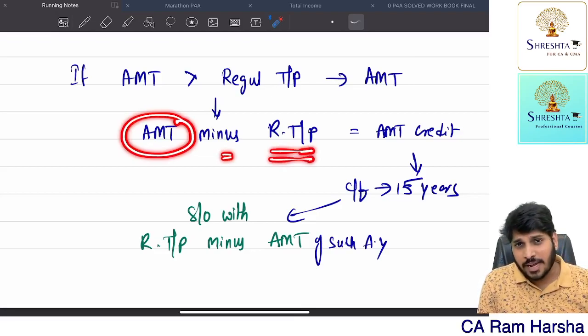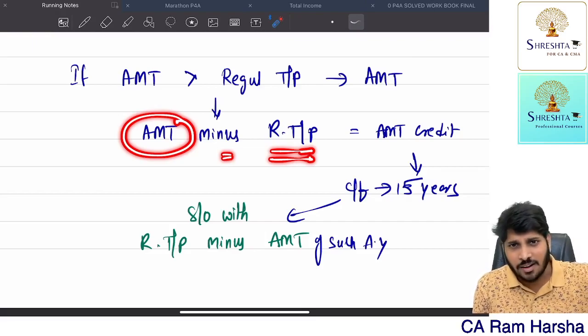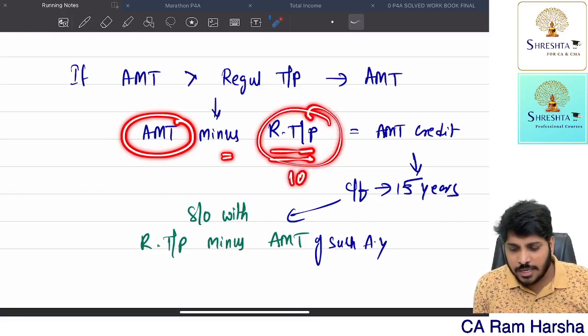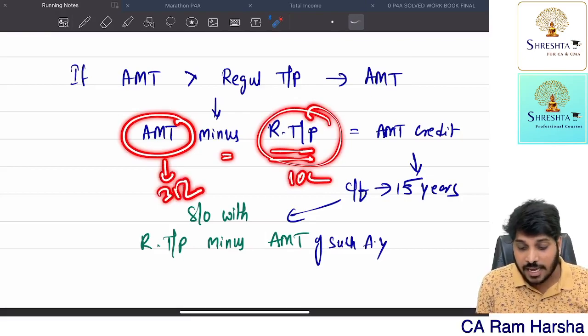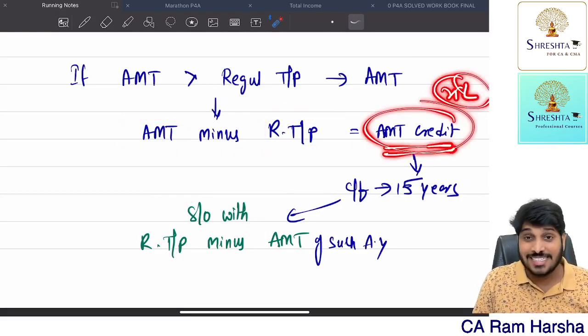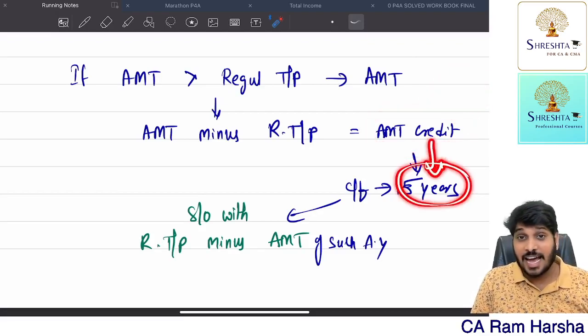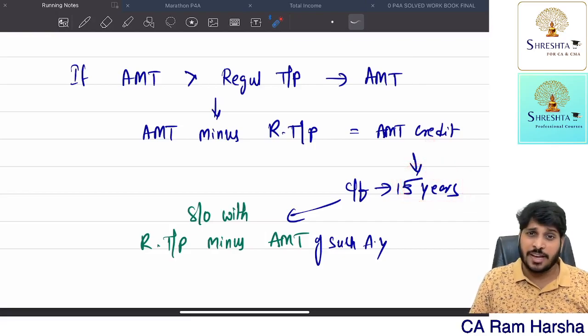Regularly, how much do you have to pay tax? If 115JEE is not at all there, what is your regular tax payable? 10 lakhs. What is the AMT? 35 lakhs. The excess amount, 25 lakh rupees, I will call it AMT credit. What should I do? Carry forward it for 15 years. What should I do by carry forwarding?